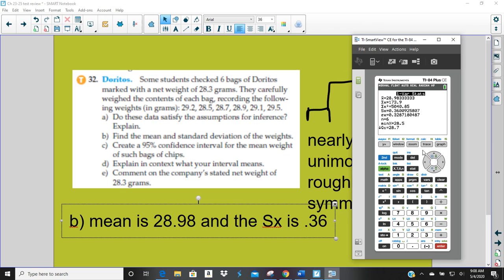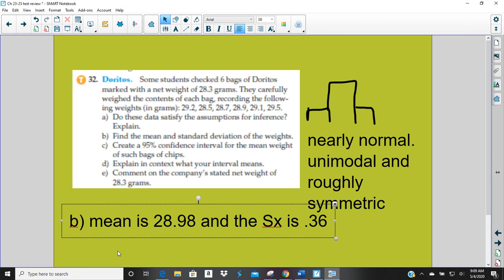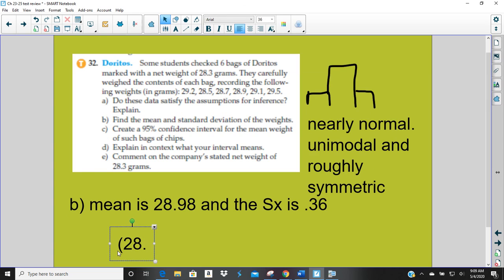Okay, create a 95% confidence interval for the mean weight. So now let's go here. And now we're going to do a 1-sample T interval. So we're going to go down and we're going to do a T interval. Okay. I'm using data, sorry. Let me go here. Though interesting, I don't know if you saw, it actually pulled in the data for me, but I'm going to go here anyway and just do this. L1, confidence interval is 95%, and calculate. And I get 28.6 to 29.36. So 28.6 to 29.36.